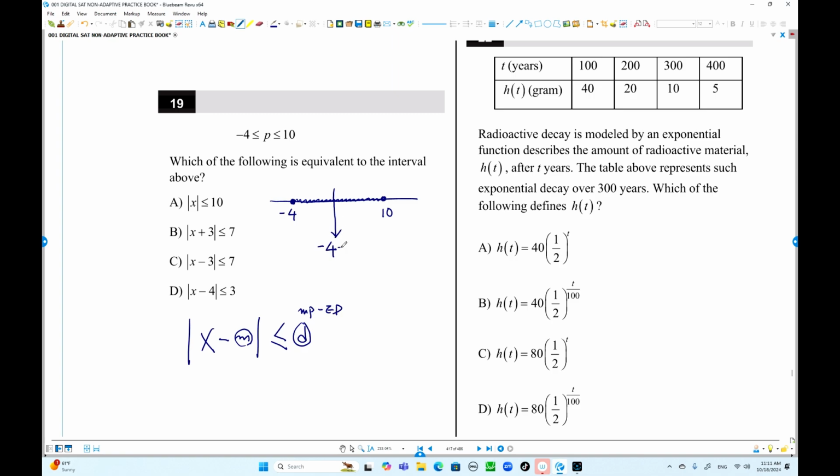Negative 4 plus 10, divided by 2. That is 3, right? So this is 3. What is the distance from the midpoint to the endpoint? Or the other side, it doesn't matter, okay? 10 minus 3 is 7, right? That is 7. It's going to be equal to 7 over here. That's the answer, okay? All right. Which one is the answer? Choice C is the answer, okay?